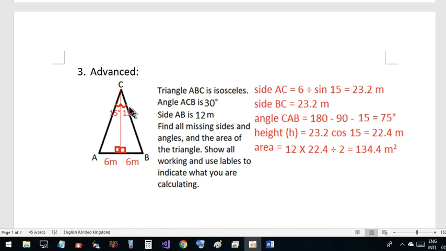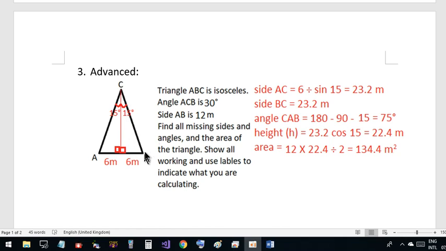Now you've got to split this in half, because when you have an isosceles triangle, you do not have any right angles at all. Isosceles triangles are symmetrical, so you've got the same on both sides. You can split this triangle in half, and you'll have 15 degrees, because we know ACB is 30.